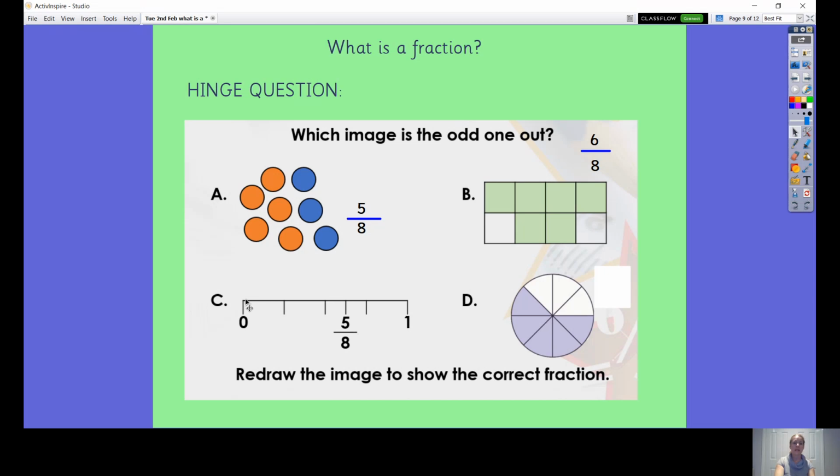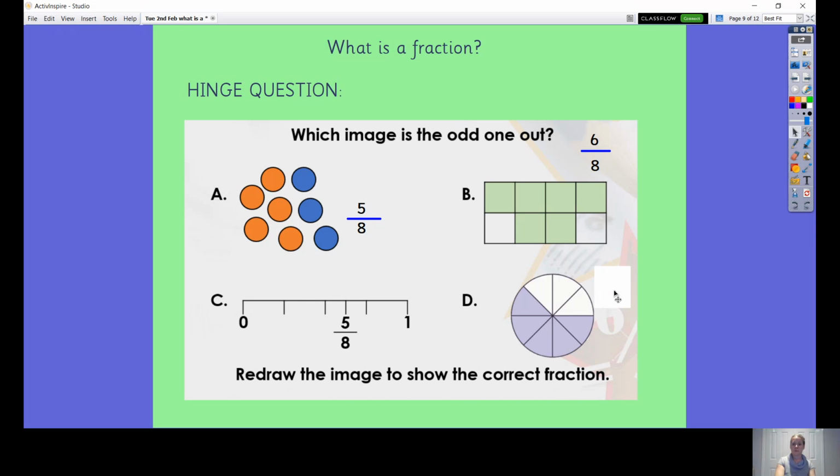And then down here in C, this one's set out a bit funny, isn't it? It's a bit different to set out on a number line. And I was trying to work out, I thought, right, that's halfway between 0 and 1, and it's in 8ths, and half of 8 is 4, so that's 4/8. So I thought 5/8 is in the right place, and that's representing 5/8 as well, so that's okay. So I know that's representing 5/8. That's the same as that one.